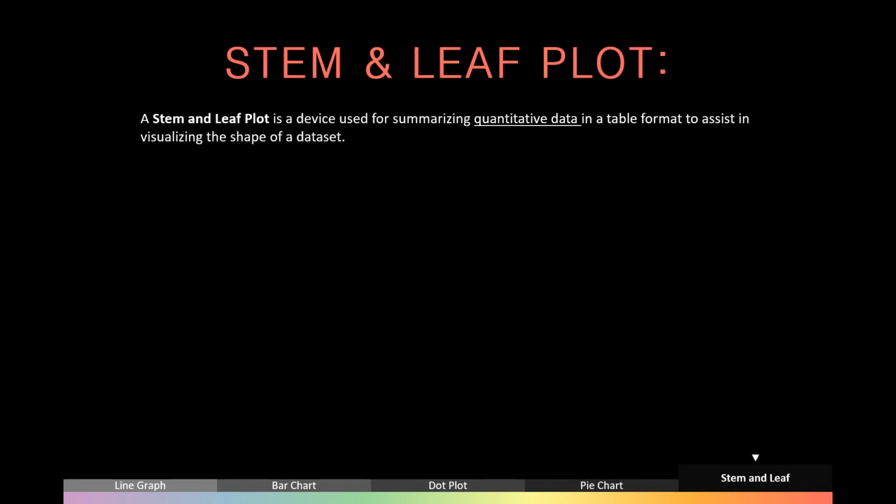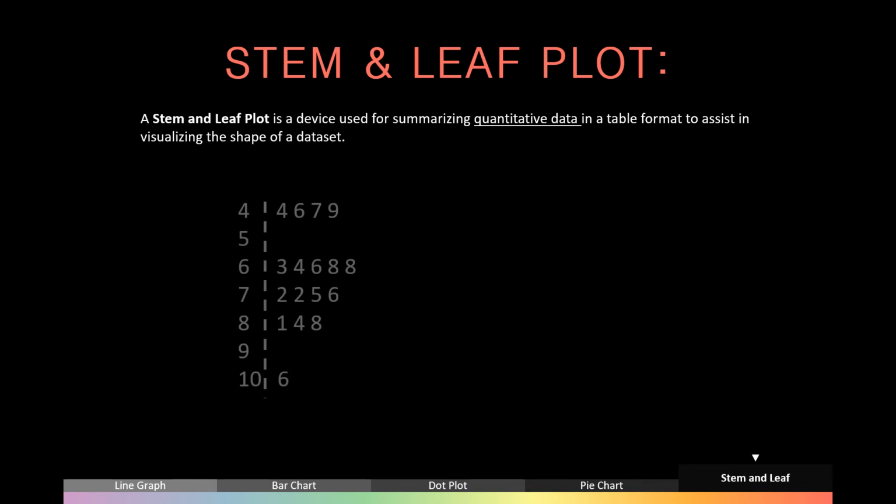The final graph that we're going to consider in this video is the stem and leaf plot. Now, the stem and leaf plot is used for summarizing quantitative data in table format to assist in visualizing the shape of the dataset. If you don't know the difference between quantitative and qualitative data, you can go ahead and check out a previous video where I point out the differences.